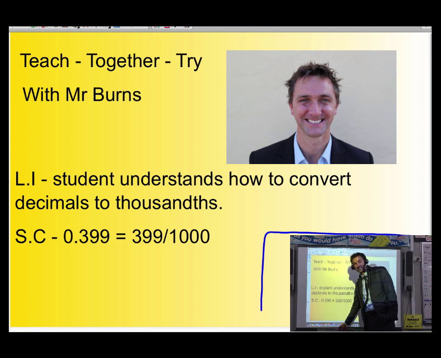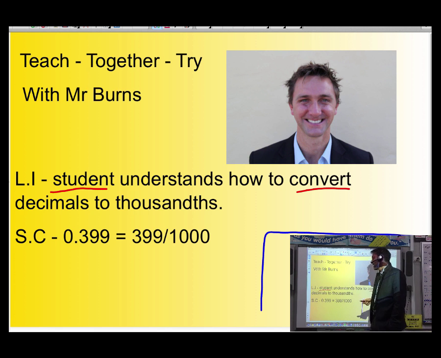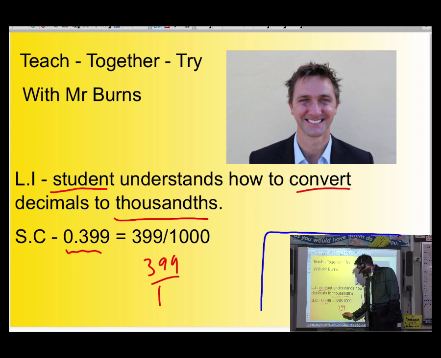Today your challenge is, here is your learning intention. Your learning intention is that you, the student, understand how to convert decimals, those little numbers that go 0.236, to thousandths. And when I talk about thousandths, I'm talking about fractional thousandths, like a traditional fraction. For example, 0.399 equals 399 over 1,000. Let's see how we're going to do that.